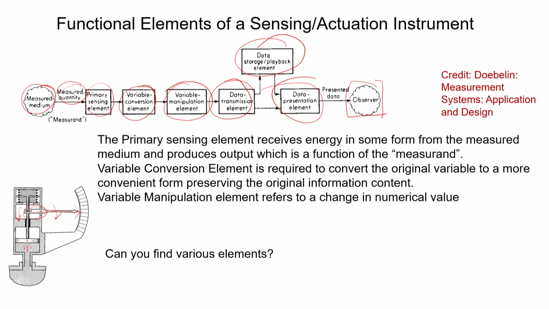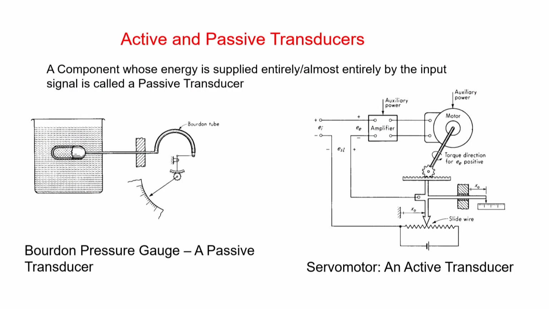Then the data transmission element, that is, this data is transmitted to this particular scale. Now here, after this you may have a data storage, you may not have. In this case it is a simple analog system, you do not have any data storage, and then you have a data presentation that is coming up here, and the observer is actually watching this data. Okay. So the observer is watching this data, that is, what is the reading of the system. So all the sensors and the actuators have this particular direction of flow, the schematic representation of a sensor.